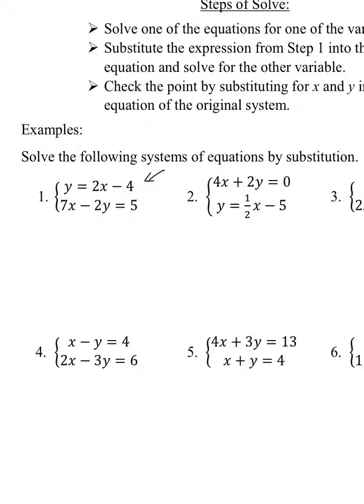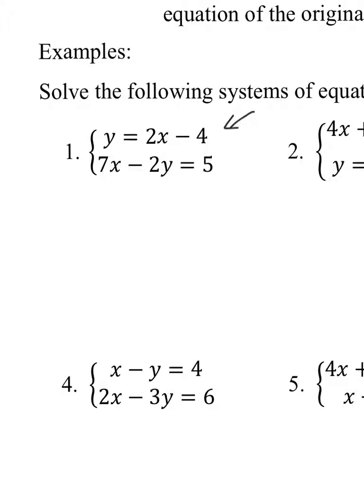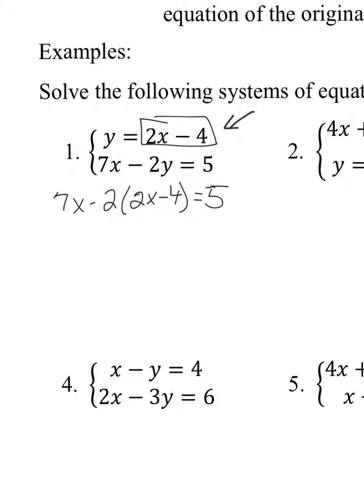So I'm literally going to take that and plug it into the second equation by saying, okay, 7x minus 2, and then y is this value. So 2 times the quantity of 2x minus 4 equals 5. You're literally taking it and substituting it in, hence the name substitution method. Then you're going to solve this equation for your variable, x.